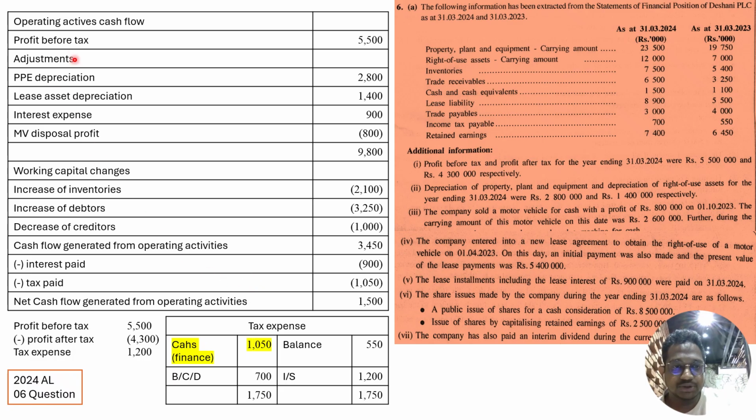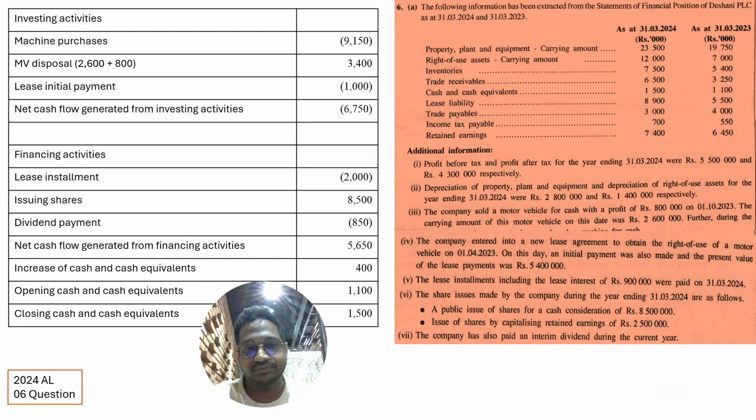Yes. So here PPE depreciation and lease assets depreciation you have to add here. And is there anything for interest? Yes. The lease installment interest is 900, and that interest you should add here. And then you have to minus the interest paid here as well. Okay. So that's how you have to draft the operating cash flow with working capital changes.